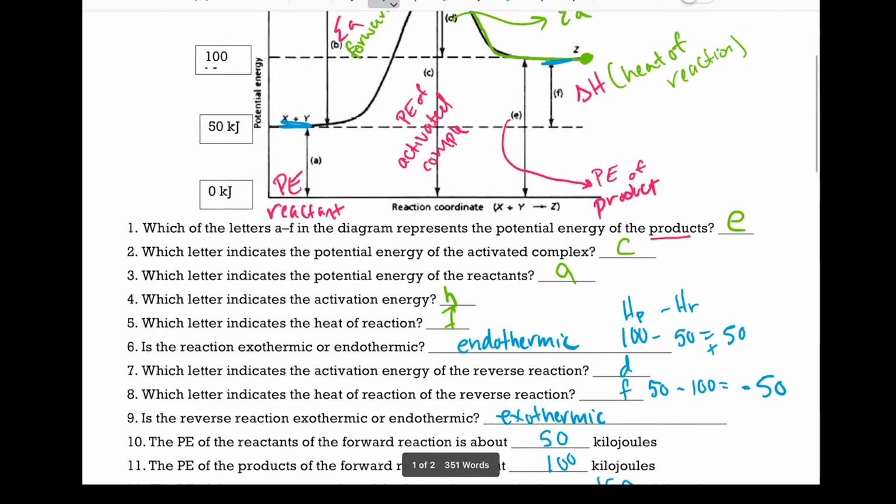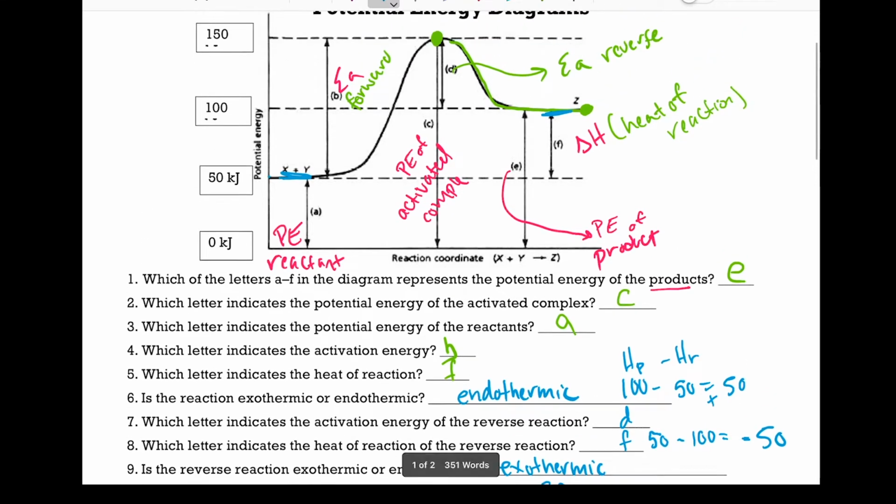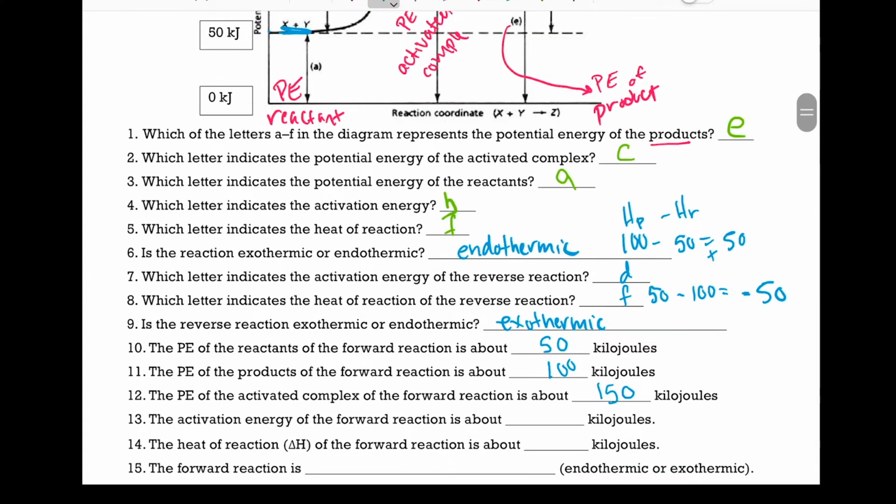Activation energy. So this is again where you start to that peak. And so the peak is 150 and we're starting at 50. So your activation energy is 100. Heat of reaction for the forward, we answered that in question number 6.